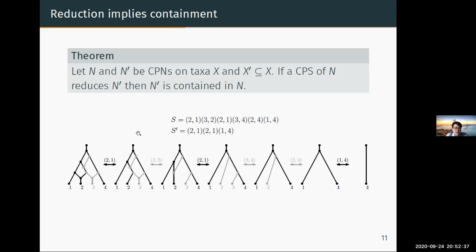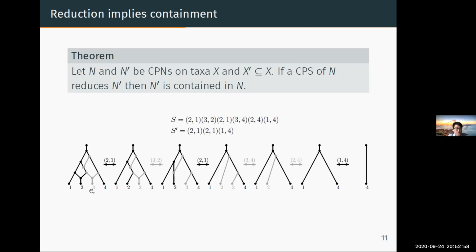So this is quite a strong result, because the taxa set of the smaller network n prime doesn't necessarily have to be the same taxa set as the larger network. All right. So I won't go over the full proof, but I want to give an intuitive notion as to why this holds.